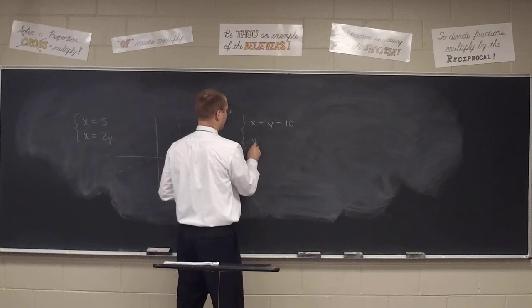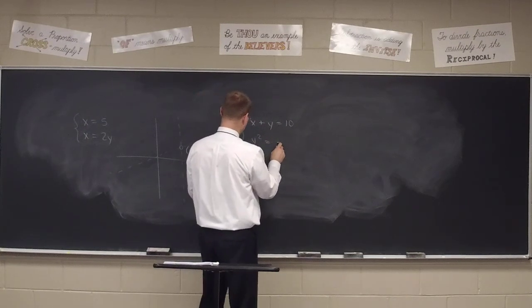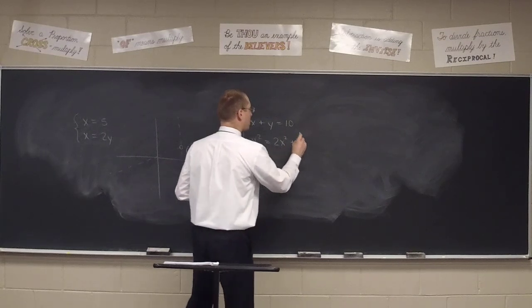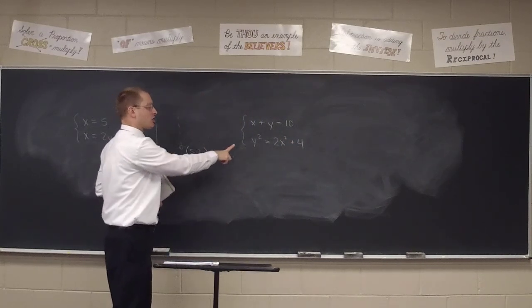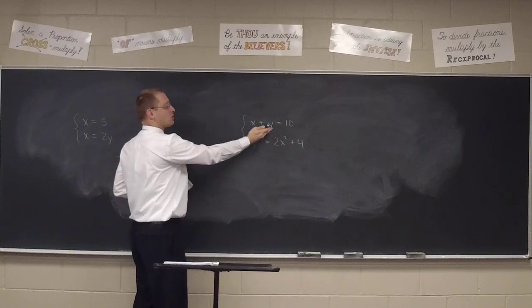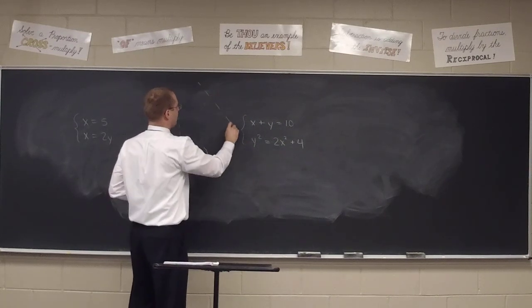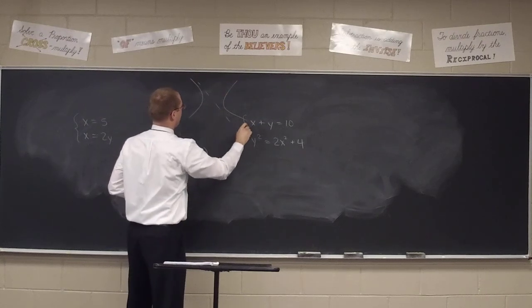Y squared equals 2 times x squared plus 4. Perfect. Now this is actually a hyperbola, because if you were to bring the 2x squared over, it'd be a negative. And if one of them's negative, we get a hyperbola. So we got a straight line, and we have a hyperbola.